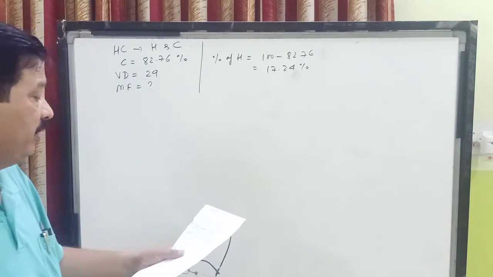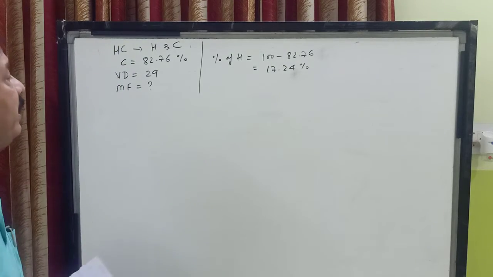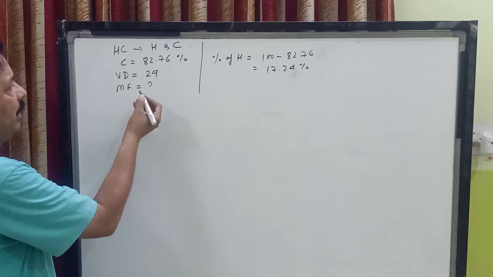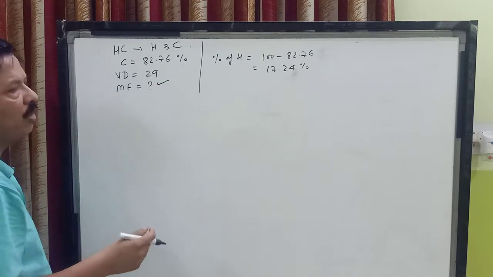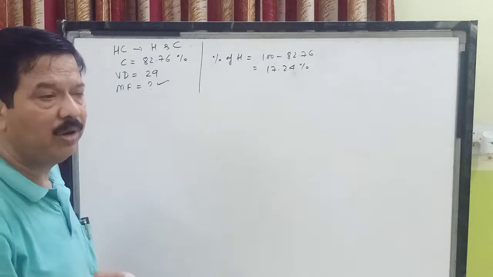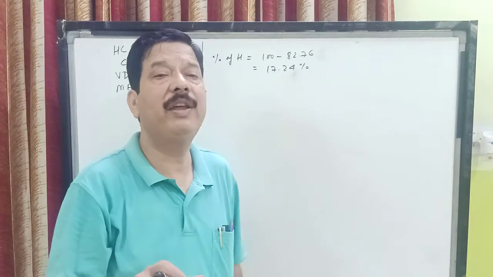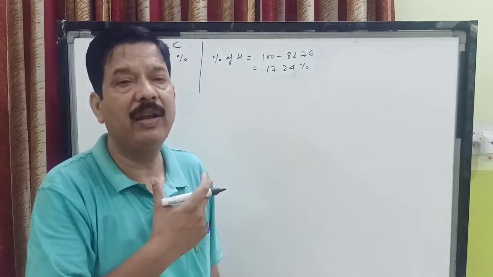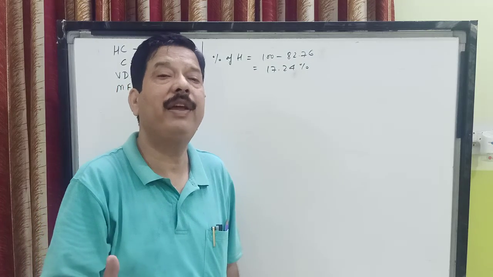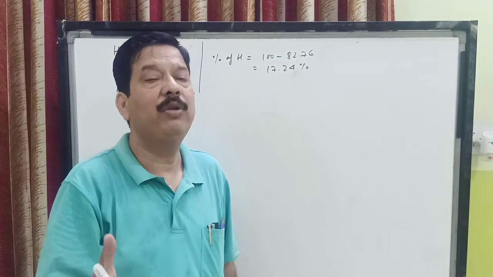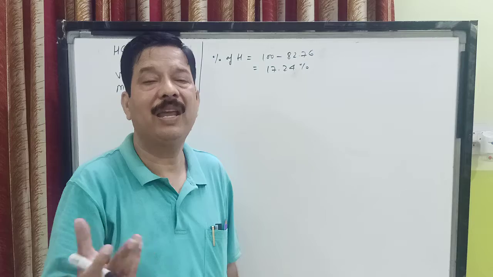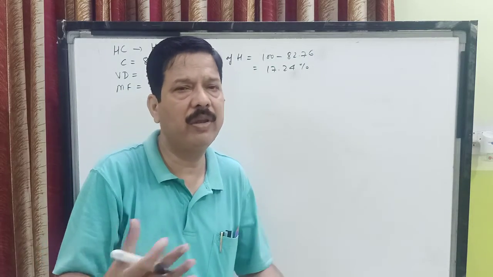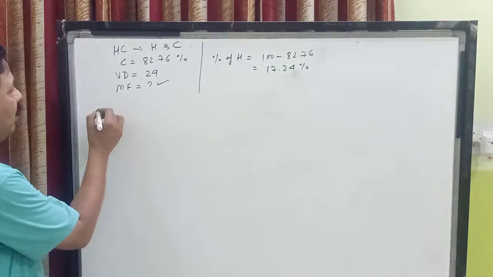So now children, first of all we calculate the empirical formula by the method. If you want to calculate the molecular formula, we calculate the empirical formula, then the empirical formula weight, then we calculate the molecular weight from the given vapor density, then we calculate the value of n, and as you all know, molecular formula is n times empirical formula. So all these things are to be calculated.